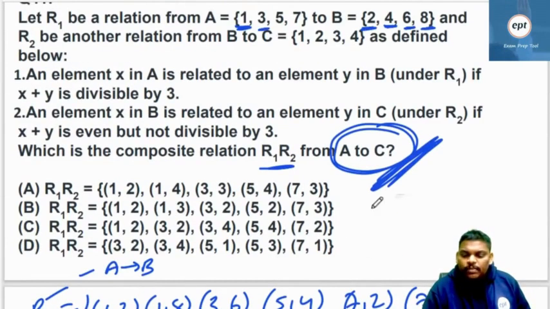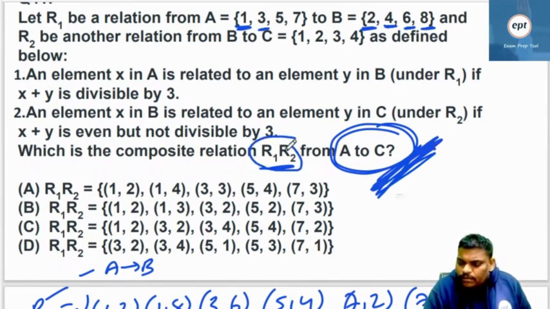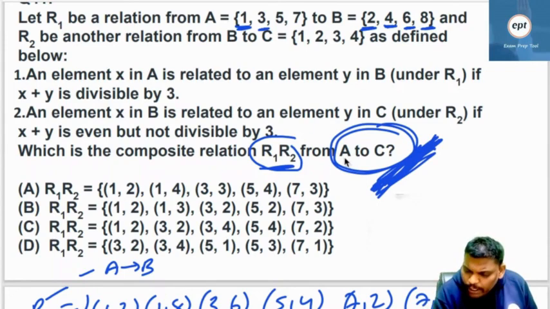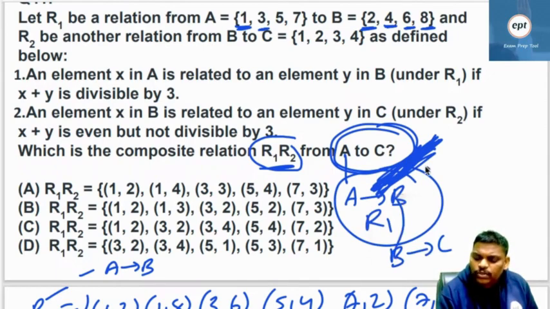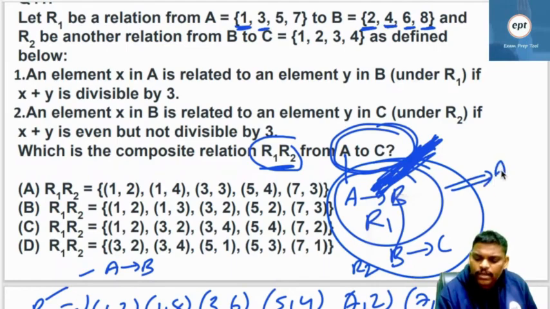In the problem, A to C is mentioned. Listen, this is the trick here. Starting point A means A to B, so R1 should come first. Afterwards B to C. A to B, B to C, which gives A to C. This is the art. Finally A to C will come.